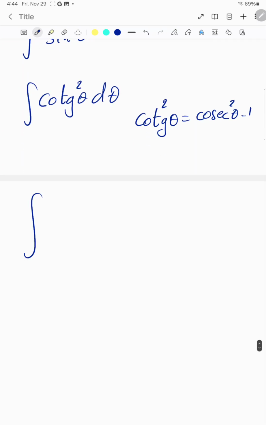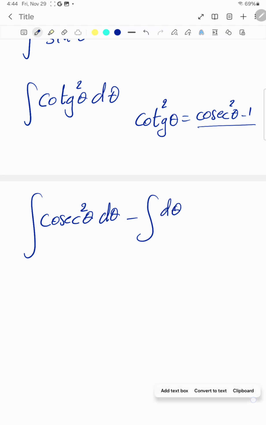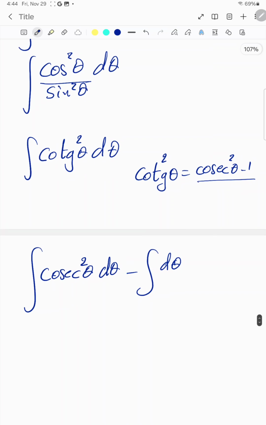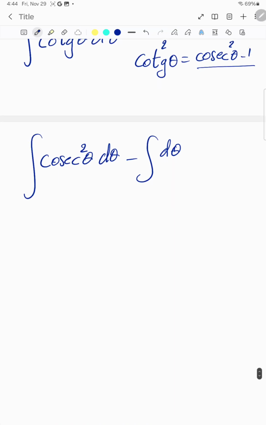So my integral becomes, instead of cotangent squared, I will replace it by cosec squared of theta. But because I have minus, I can put d theta here, minus the integral of 1 times d theta, which is d theta. But here, the integral of cosec squared of theta d theta is a formula. It is equal to minus cotangent of theta. So that will be equal to minus cotangent of theta, this. And this is equal to minus theta plus c.